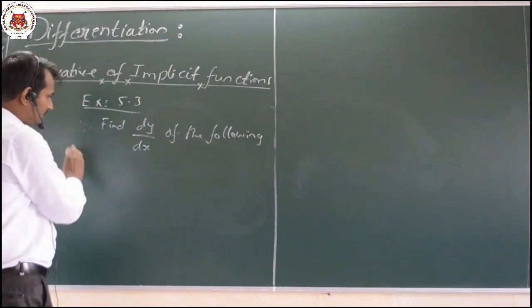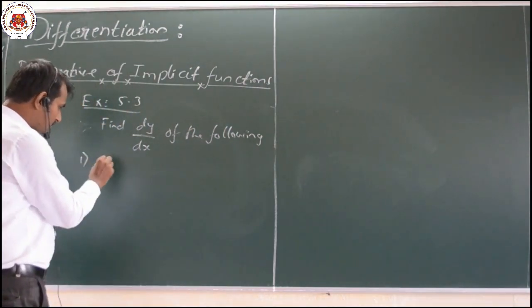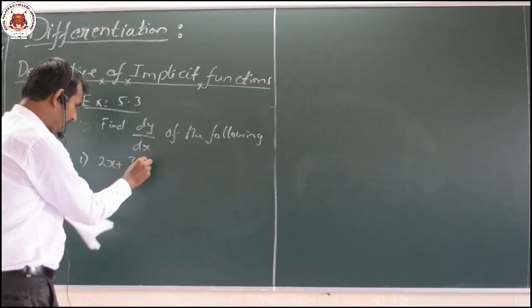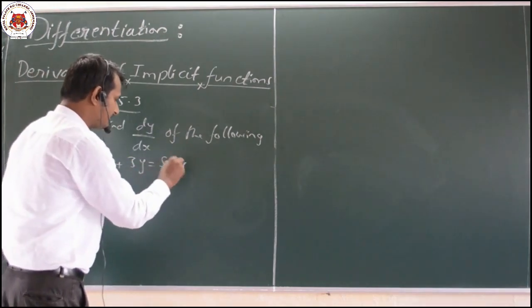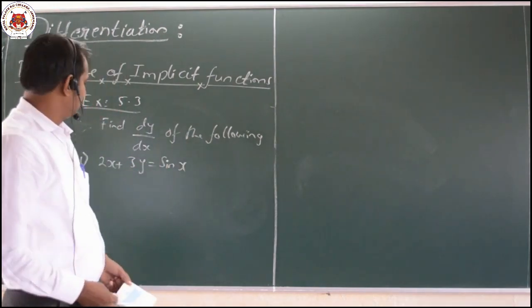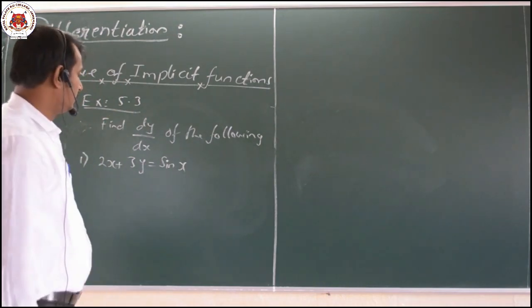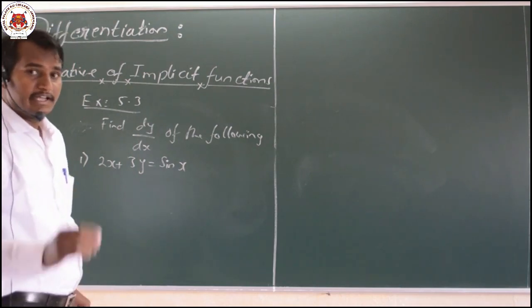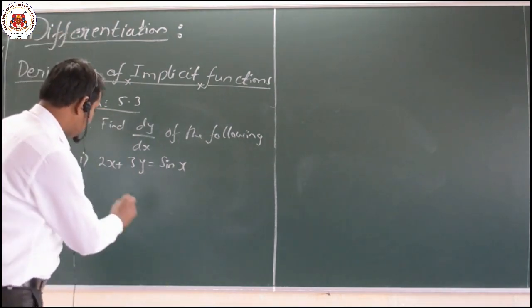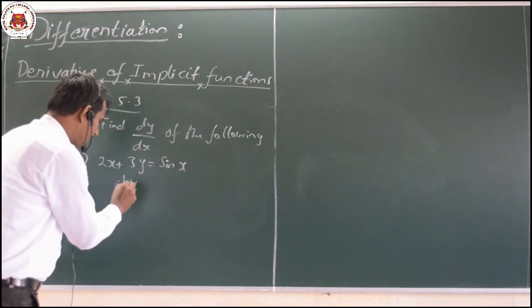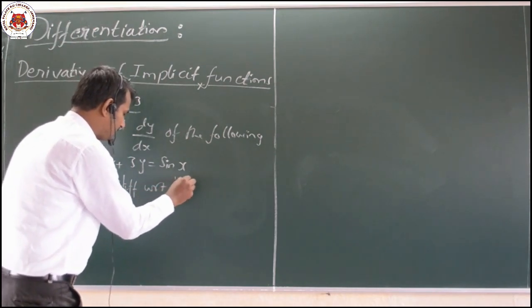The first example is 2x plus 3y equal to sin x. It is a very simple example here. How do we need to solve it here? Directly I will differentiate with respect to x.